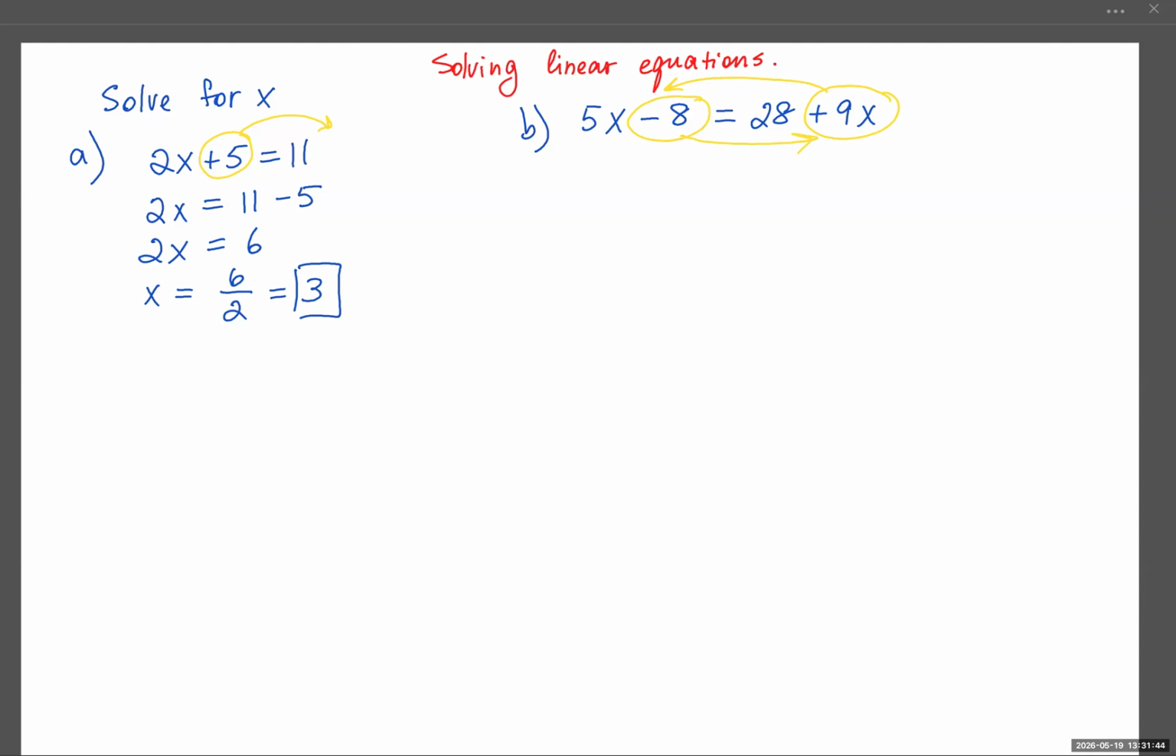The signs will flip. So 5x, instead of plus, it's going to be minus 9x equals 28 plus 8. Every time you go from one side of the equal sign to the other, the positive will become negative, the negative will become positive. So the signs flip-flop. Now it's just like terms. 5x minus 9x is negative 4x, and 28 plus 8 is 36. Then you still need to divide by the number in front of the x, which is negative 4 in this case, so negative 9 is your answer.